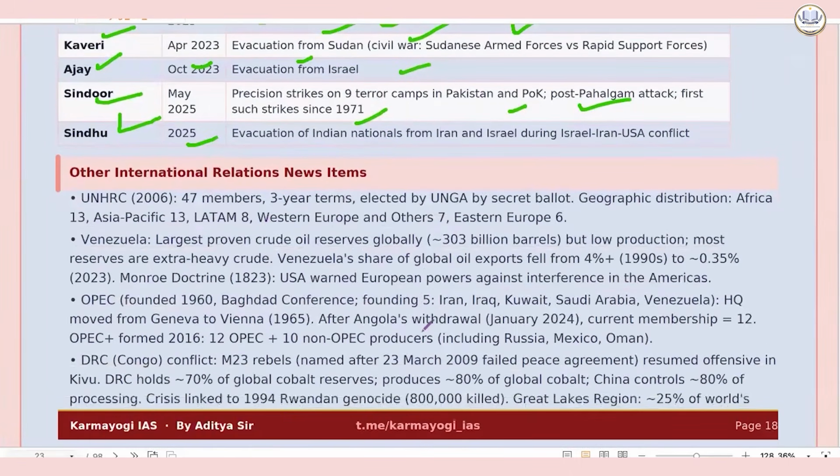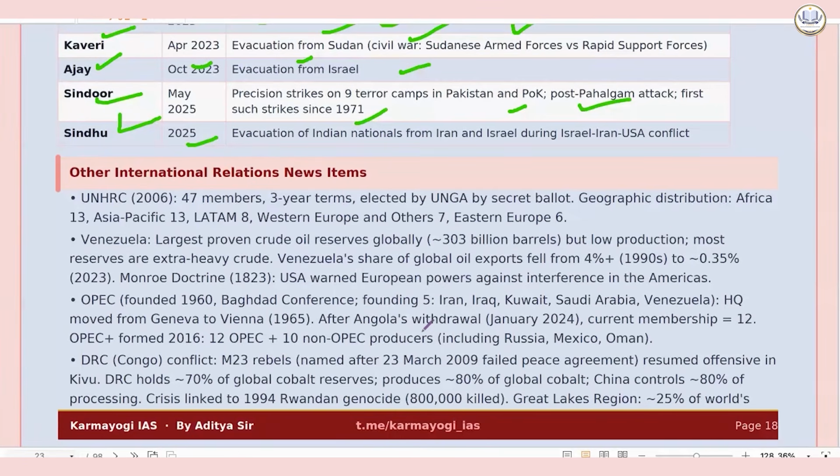Quickly see, UNHRC 2006. 47 members, 3 years term, selected by General Assembly by secret ballot. Geographical distribution, Africa 13, Asia Pacific 13, and we have read it here previously also. Venezuela, so largest proven crude oil reserves, we have seen in geography lecture also. 303 billion barrels, but low production. Most reserves are extra heavy crude. Venezuela's share of global oil exports fell from 4% plus in 1990s to 0.35%.